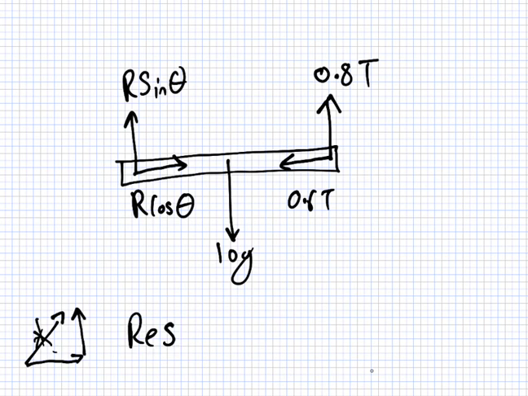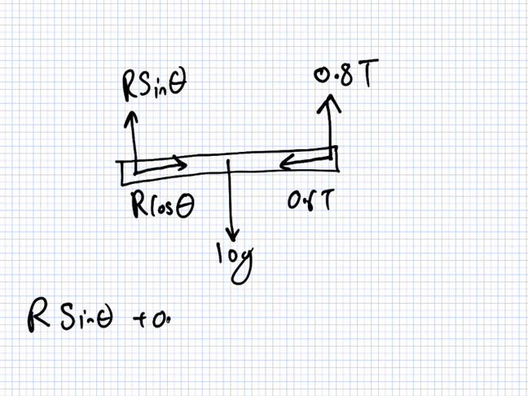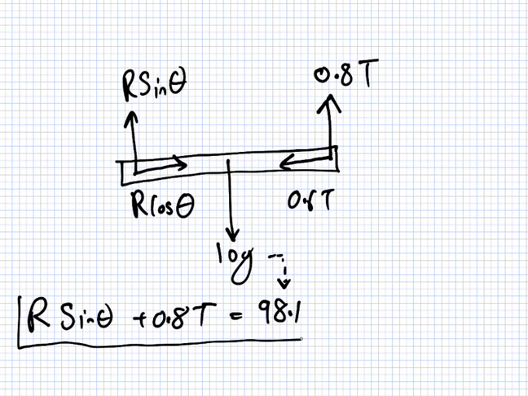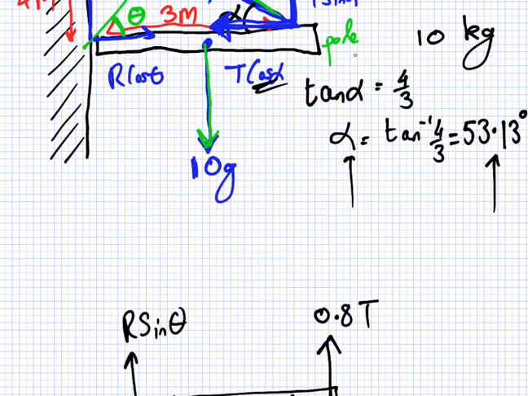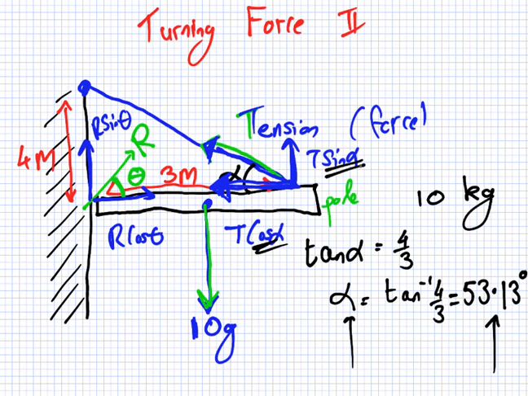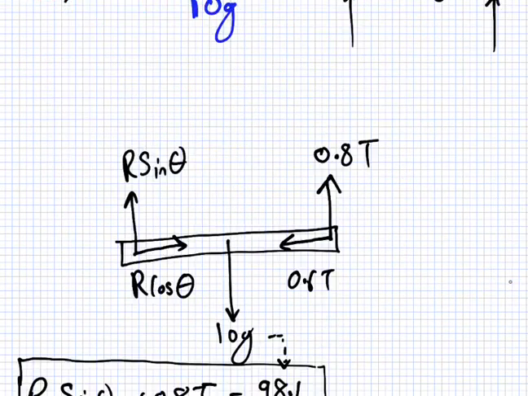Vocabulary? Yes, okay. Right, so we have here T sine theta plus 0.8T equals 98.1. That's the 10G, if you're wondering how I got that. It's 98.1 newtons. Okay? 0.8, yeah. It's the sine one. If you type in sine of this angle, you get it.